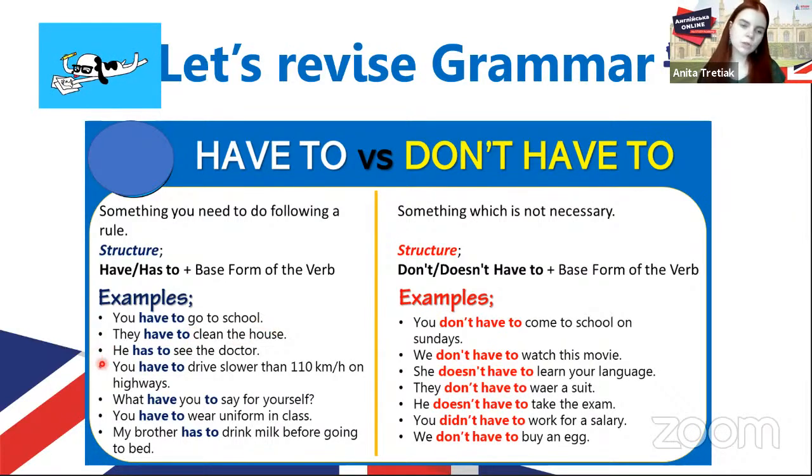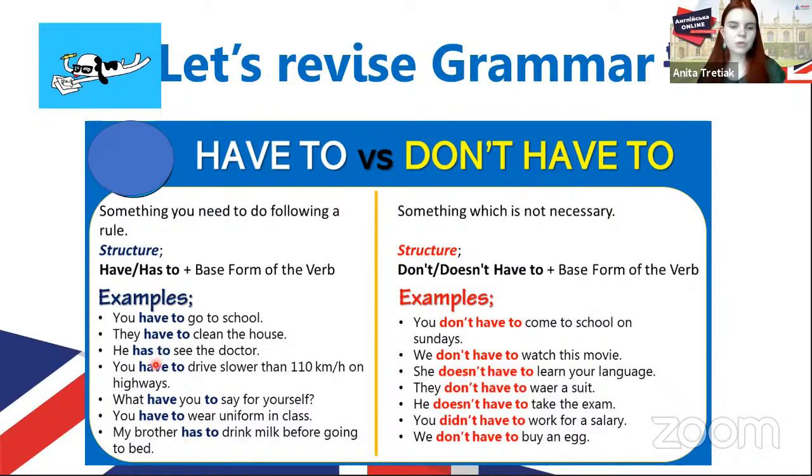He has to see the doctor. This one is a little bit different because for he, you need to use has to. So he has to see the doctor, because you remember that for he, she, and it, you need to use has to.